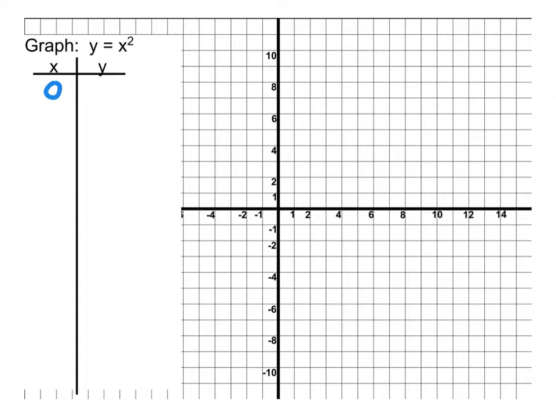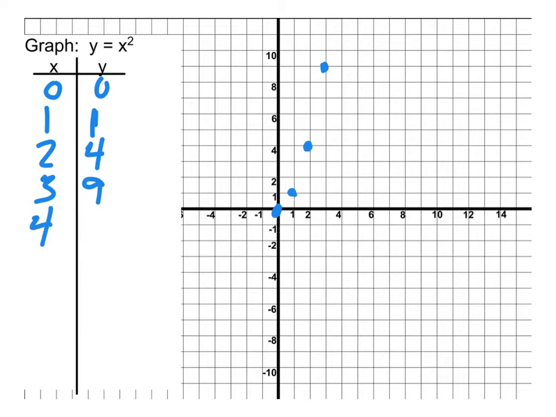what's y? 0, because 0 squared is 0. Okay, great. So that gives me the point 0, 0. Okay. Next up, what if x is 1? 1. Yeah, because 1 squared is 1. Okay, so that gives me the point 1, 1. I can go ahead and plot that. Next up, what if x is 2? It is 4, yeah, because 2 squared is 4, so that means over 2 and up 4. If x is 3, y is 9, yep, because 3 squared is 9.